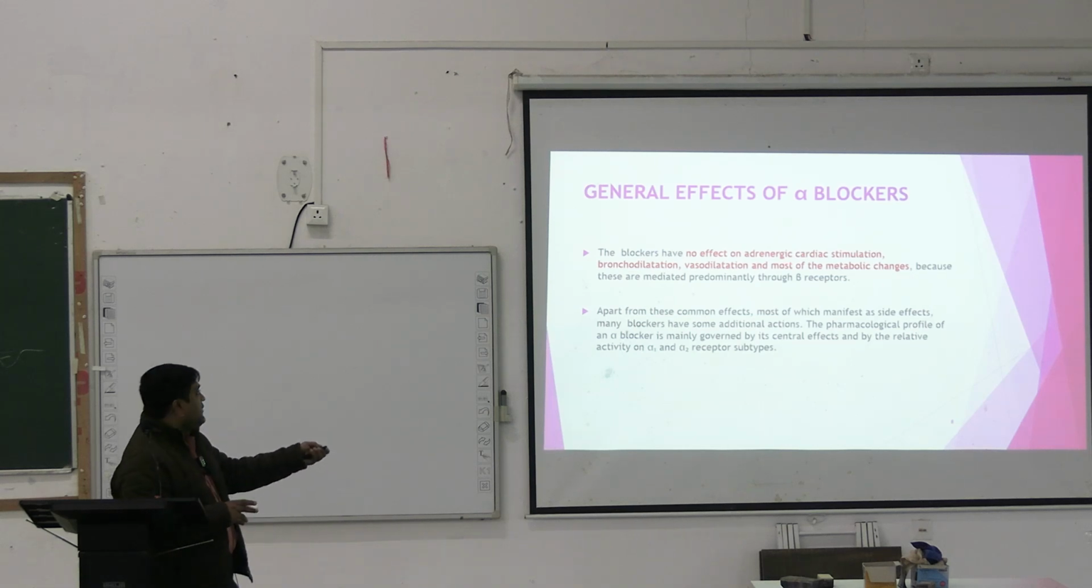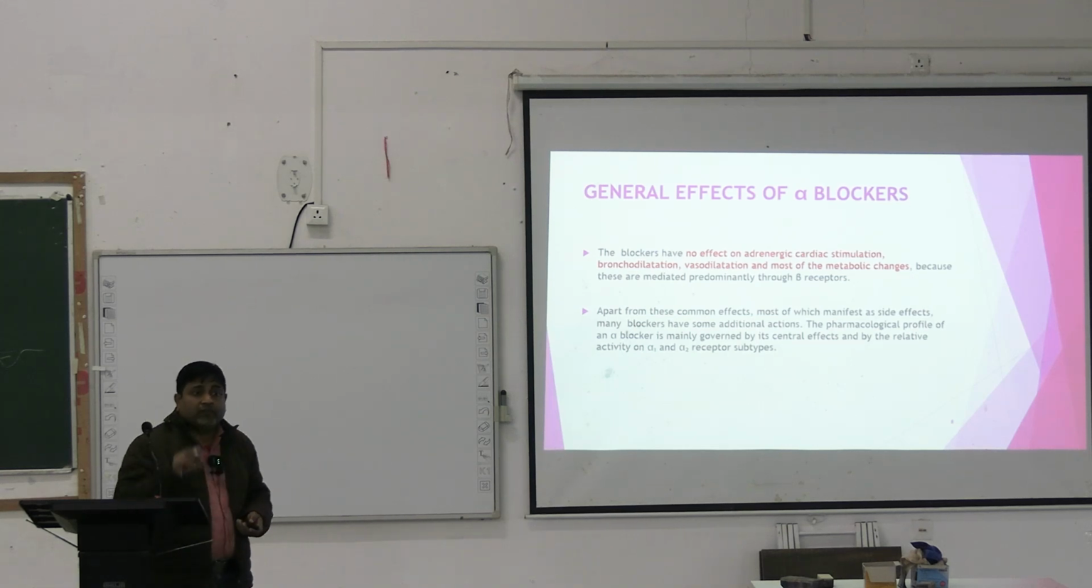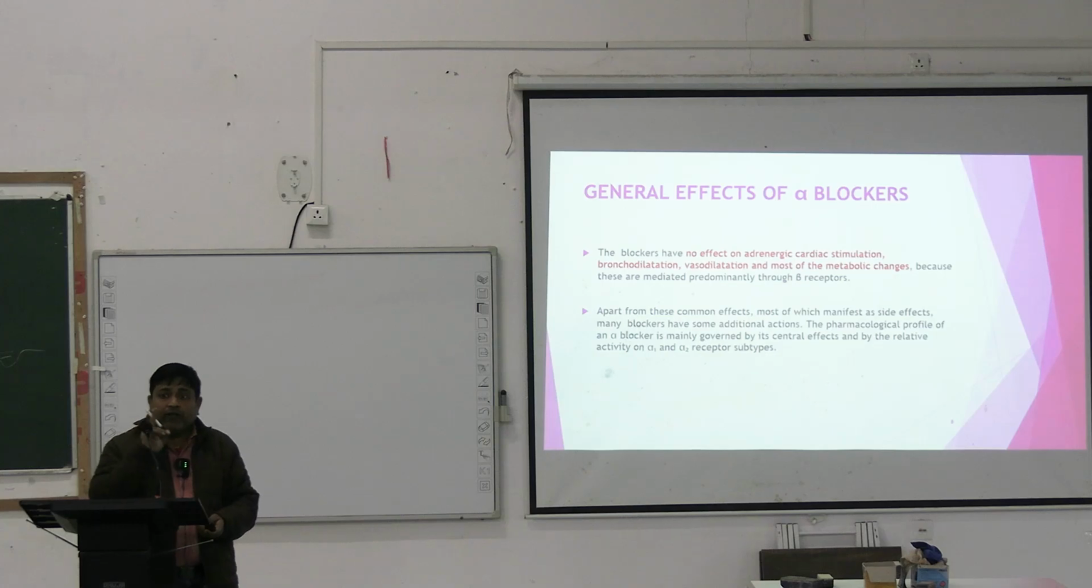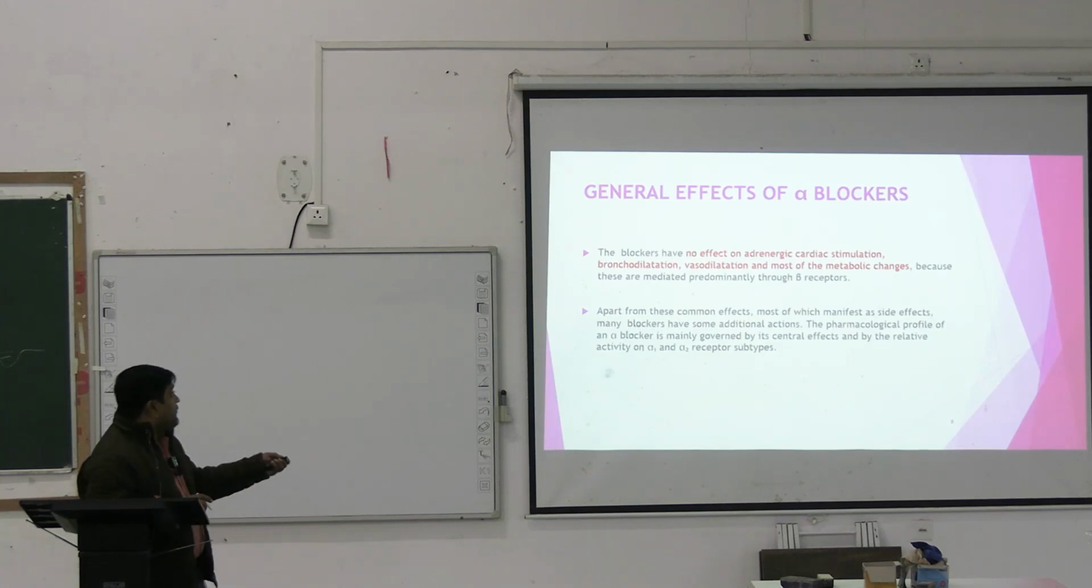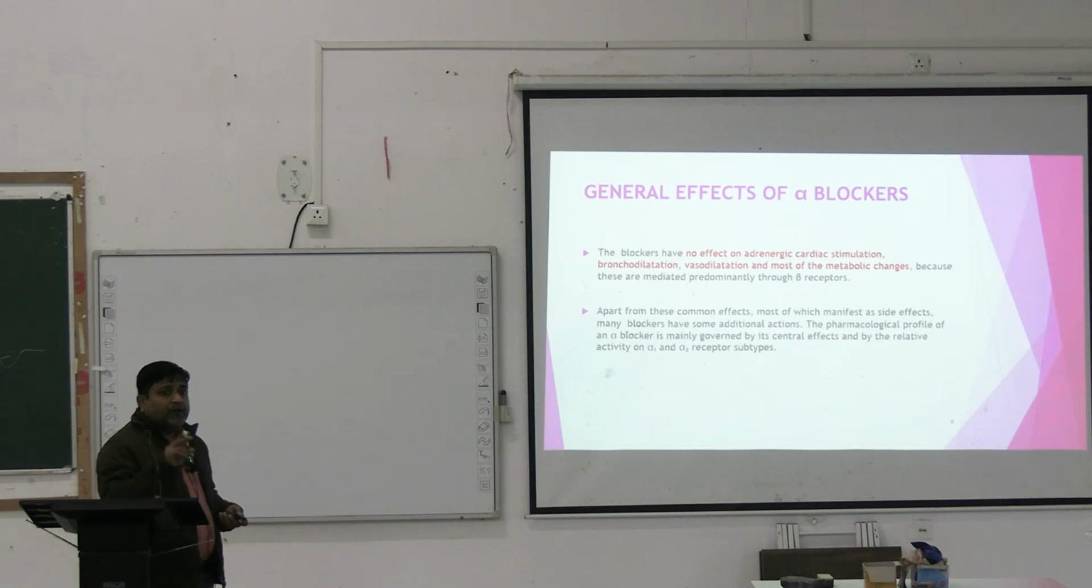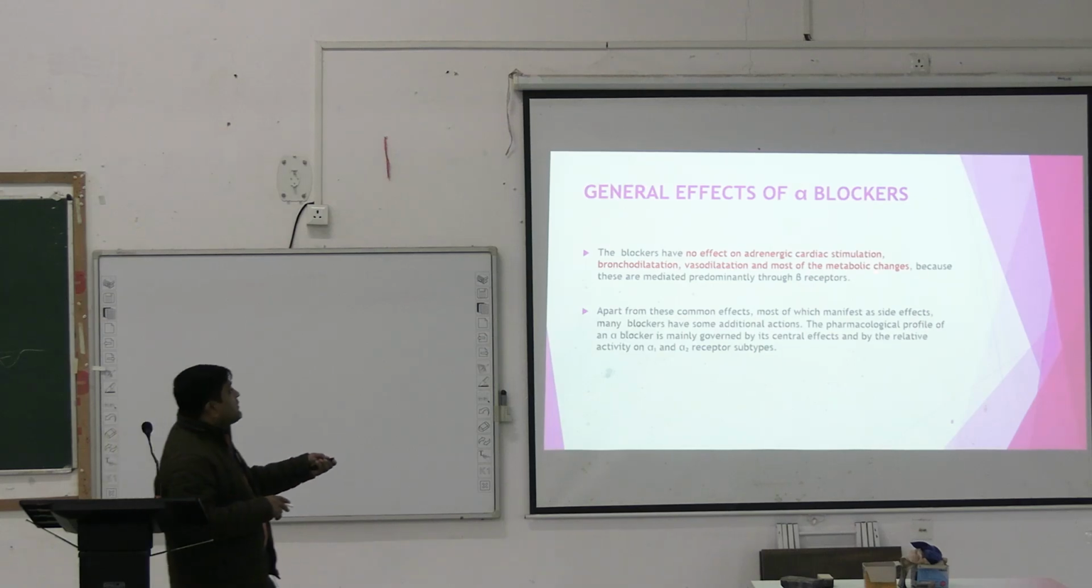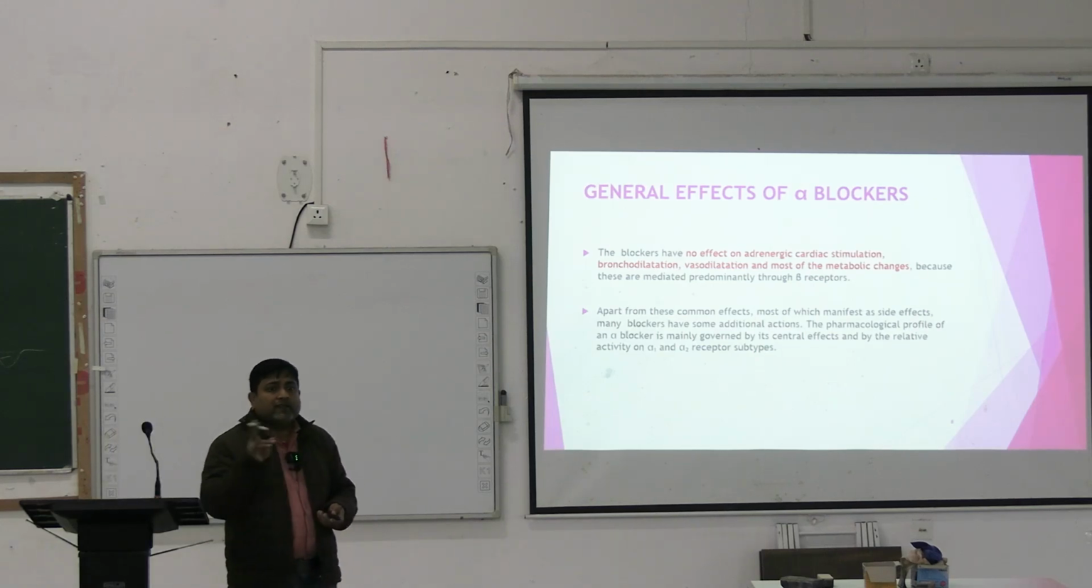Alpha blockers we are giving. Bronchodilation কোনো effect নাই, কেন কি bronchial tissue তে bronchial smooth muscle beta 2 receptor আছে, vasodilatation হবে না কেন beta 2 action নেই, and most of the metabolic changes are mediated by beta receptors.